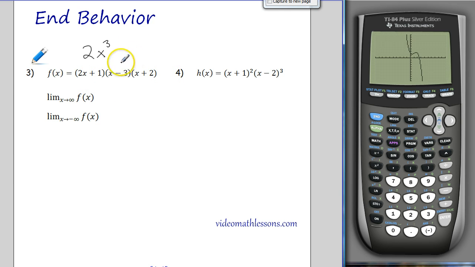So I have a feeling if I actually graph this whole thing out, since that's a cube, it's going to be something like this. The positive 2x, so it's going to look something like this. Now, this is one of those weird ones.